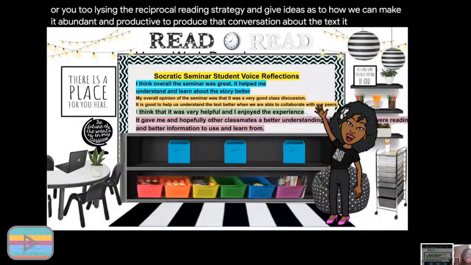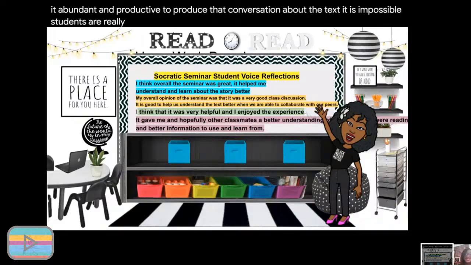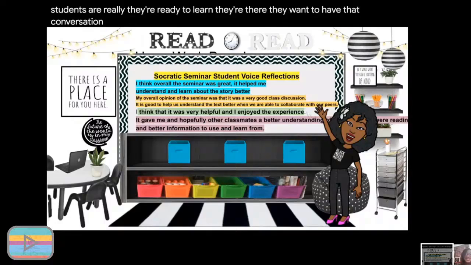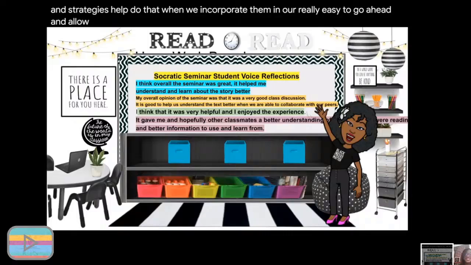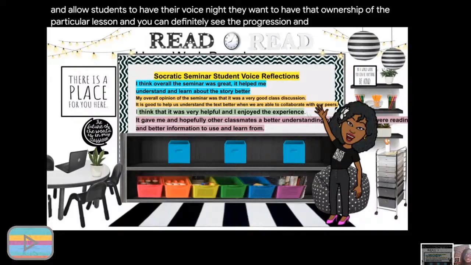It is possible. Students are willing, they're ready to learn. They want to have that conversation. They want to mirror our physical classroom, and these tools and strategies help do that when we incorporate them in our lessons. And like I said, it is extremely easy to allow students to have their voice. They want to have that ownership of the particular lesson. And you can definitely see the progression and the growth students make.